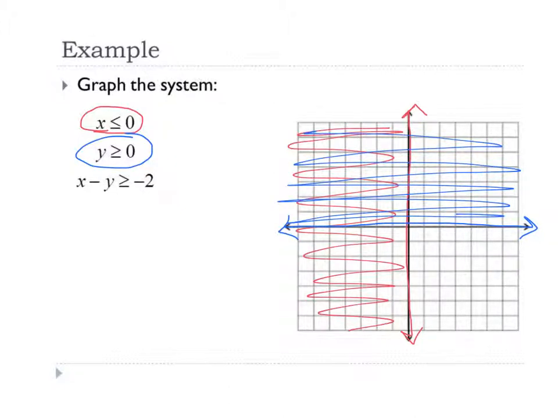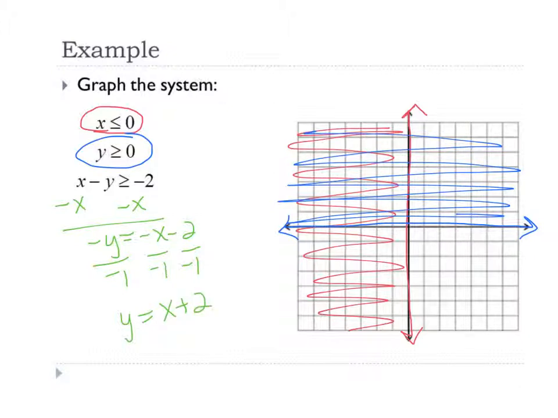And then the last line, I'm going to have to do a little bit of rearranging here. Negative y equals negative x minus 2, divided by negative 1, y equals x plus 2. So we're going to start at 2, go up 1 over 1, or down 1, back 1. And this one is also solid. We can pick 0, 0 as our test point. If we plug in 0, 0, 0 is greater than or equal to negative 2. That's true, so we're going to shade on the side with 0, 0.